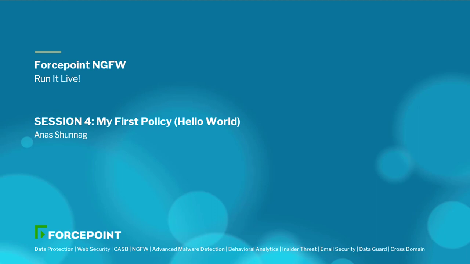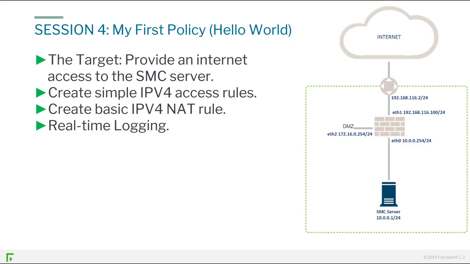In previous sessions, we finished the installation and configurations for both SMC and Virtual NG Firewall. And today, we will continue by configuring and installing the first policy to allow our SMC server access to internet. The aim of this session is to help you start working and creating IPv4 access rules, also to be able to create basic NAT rules in the policy. Another important area we will go through is the real-time logging feature, which is the area we will work on most when we configure, test, and troubleshoot the system.